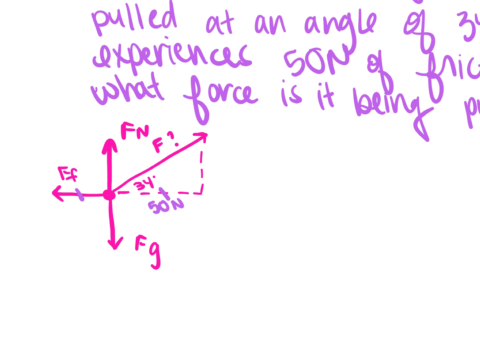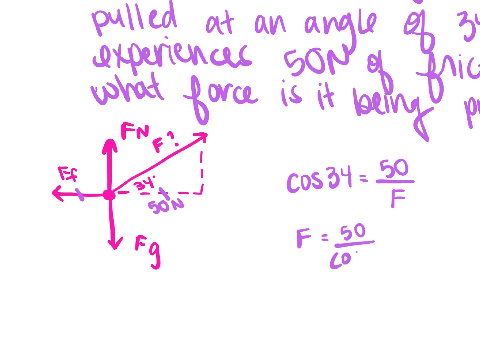So I would just plug it in like this. Cosine of 34 is equal to the adjacent side over the hypotenuse. So I could rearrange that to say my hypotenuse is equal to 50 divided by cosine 34. So let's go ahead and plug that in and see what we get. Oh, something's not right there. What did I do wrong? 50 divided by cosine 34. Okay, 60.3 newtons. Okay, there we go.